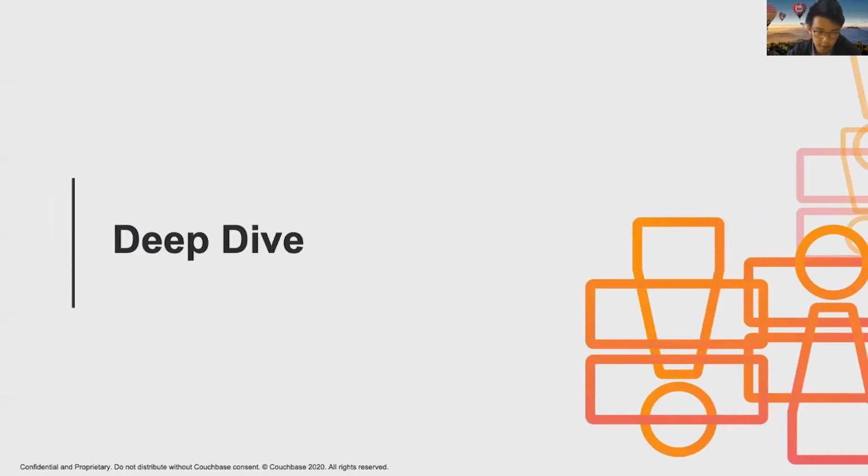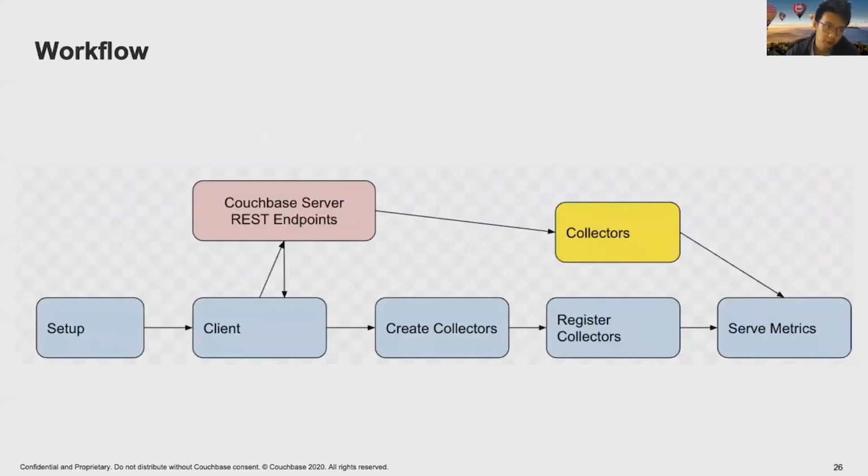So, about to head into a deep dive of the code itself. A simple workflow would be the setup stage where we take the arguments and we parse those. Then we move on to setting up a client that will query the Couchbase server REST endpoints. Once this is done, we'll create collectors, as we mentioned before, and register these collectors with Prometheus. And once that is done, the collectors will take the statistics from the endpoints, and then serve those metrics for Prometheus server consumption.